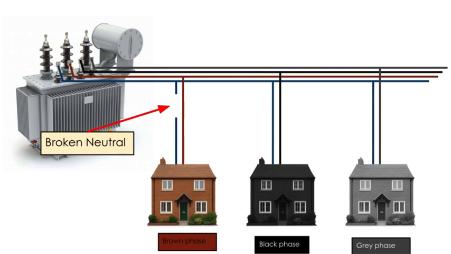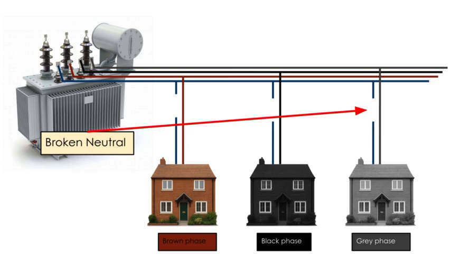Back to the houses. Now if we lose a neutral supply to house 1 on the brown phase, the house just won't have power. Power will come down the phase conductor and be unable to return, meaning the house equipment will just not function. The same will happen if this were to occur to the second house. And again, the same will happen if this were to happen to the third house.